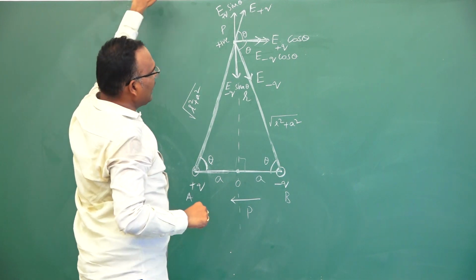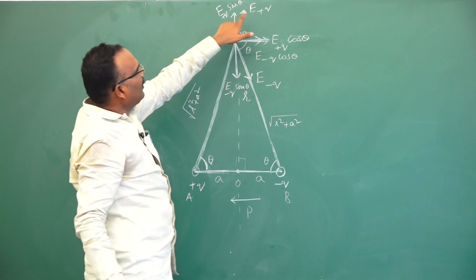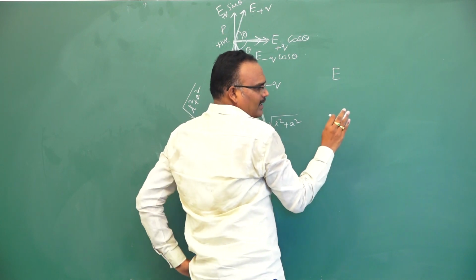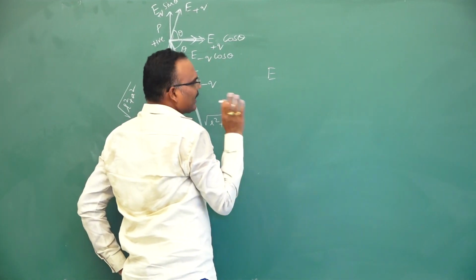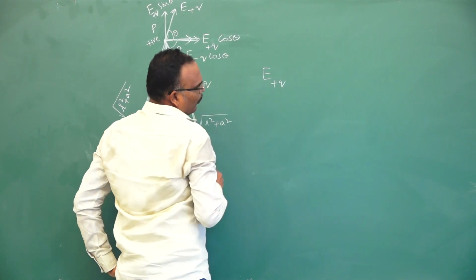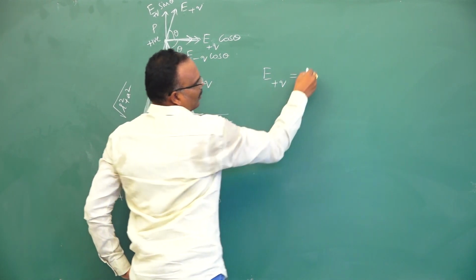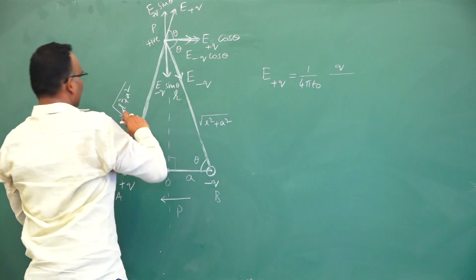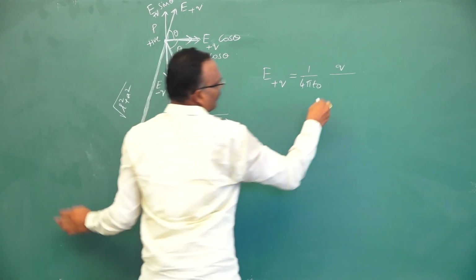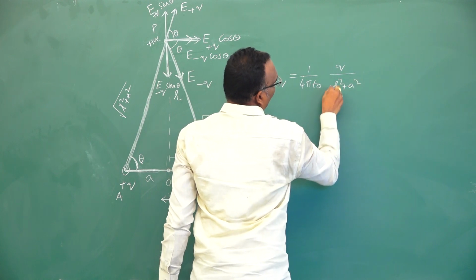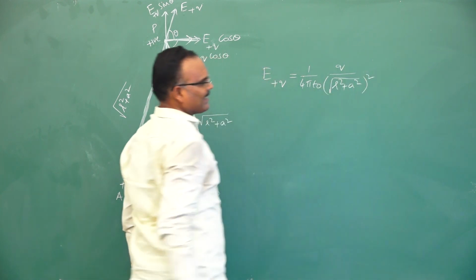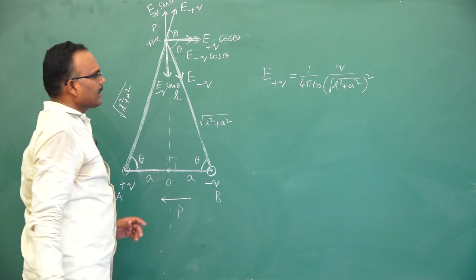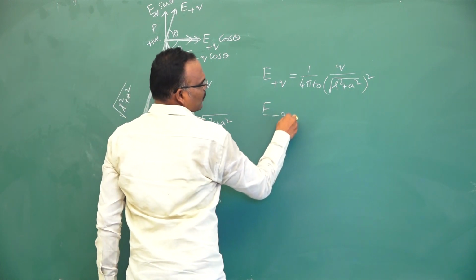Now I need to calculate the electric field at this point due to the positive charge. I'm doing this process with magnitudes only, not by using vectors. The electric field due to the positive charge at point P is 1 by 4 pi epsilon naught, charge Q divided by the distance, square root of r square plus a square, whole squared. The square root cancels. This is acting along AP. Similarly, I will calculate the electric field due to the negative charge.